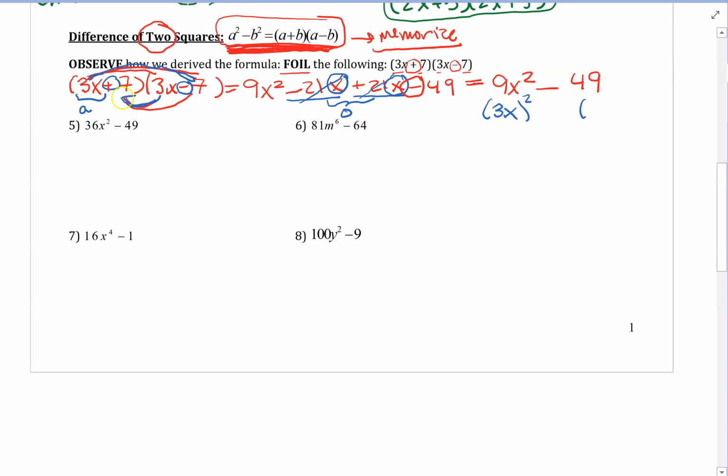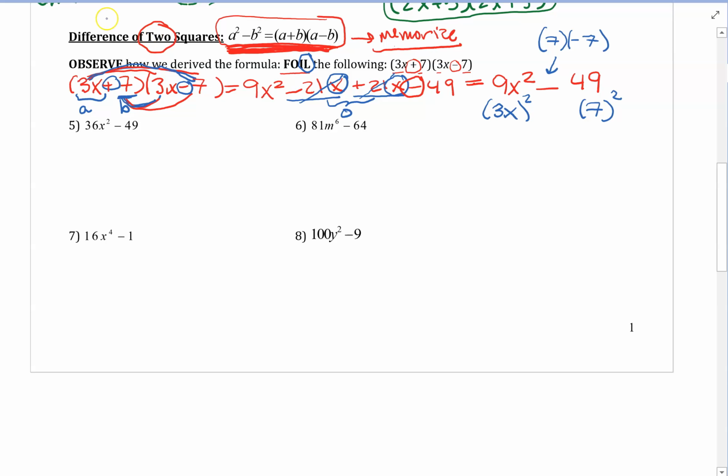It came from the second term, b, we'll call the 7b, squared. Where did the subtraction come from? It came from the fact that when I multiplied the L, the last terms, positive 7 times negative 7, I was multiplying a positive to a negative. So I multiplied positive 7 to negative 7 because these terms had the same number but a different middle sign. So when you multiply the last terms, you're always going to get a negative.